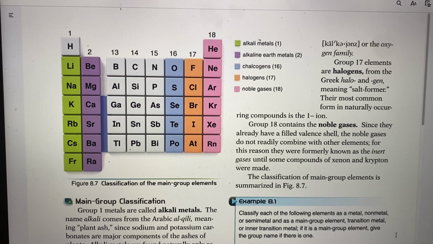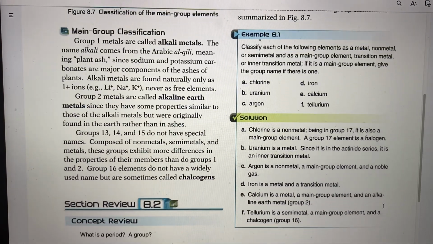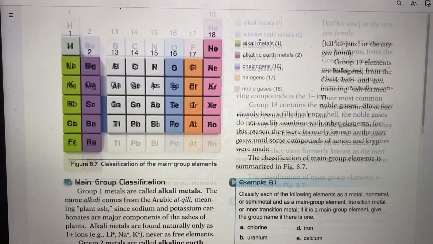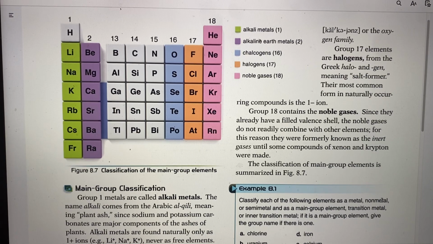So let's go on to the example here. Classify each of the following elements as metal, non-metal, or semi-metal, and as main group, transitional, or intertransitional. If it's a main group element, give the group name if there is one. So let's look at chlorine. So where's chlorine? Let's go back up here. So where's chlorine? Chlorine is right here, Cl, okay, and number 17.